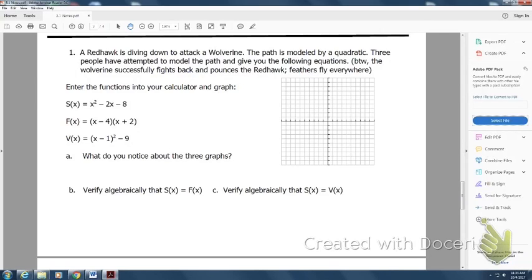McKenna, Morrison, what would my y-intercept be given that equation? Negative 8. So (0, negative 8). I will go graph that.